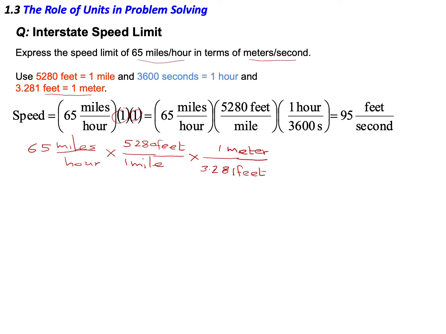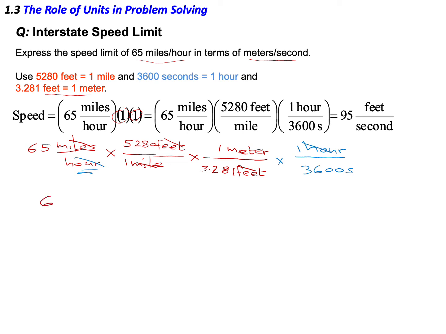Let me use a different color to work on the second half of this problem. So 3,600 seconds is equal to 1 hour. So you have hours here. So in order to cancel hours, you have to multiply by 1 hour divided by 3,600 seconds. So hours cancel, and now miles cancel, feet cancel. Your final answer is meters per second.